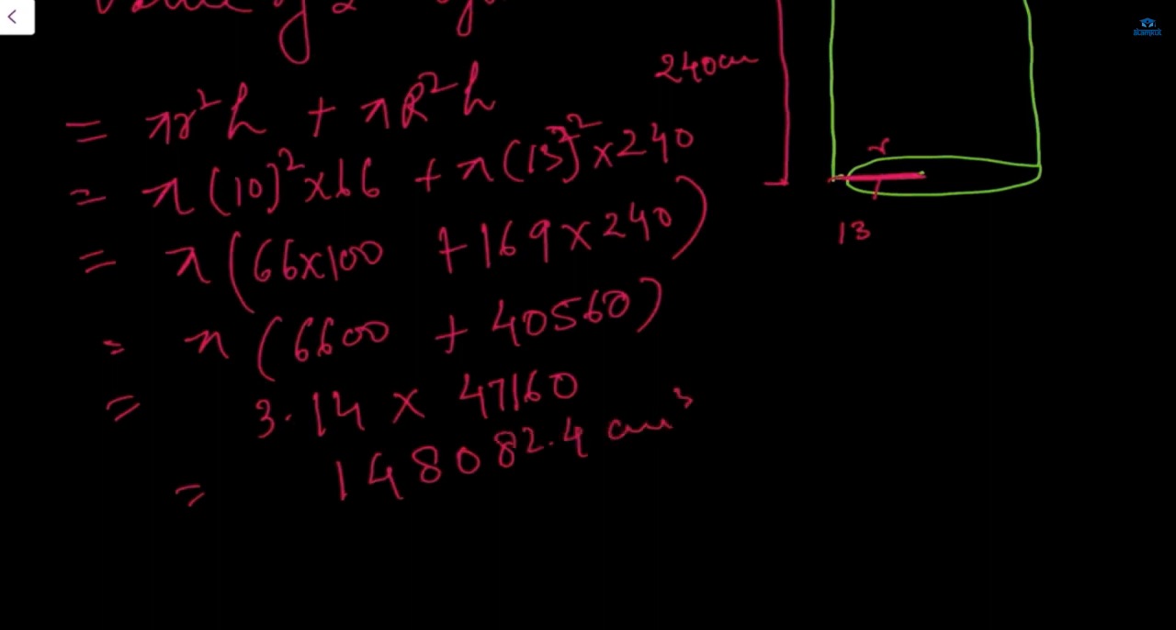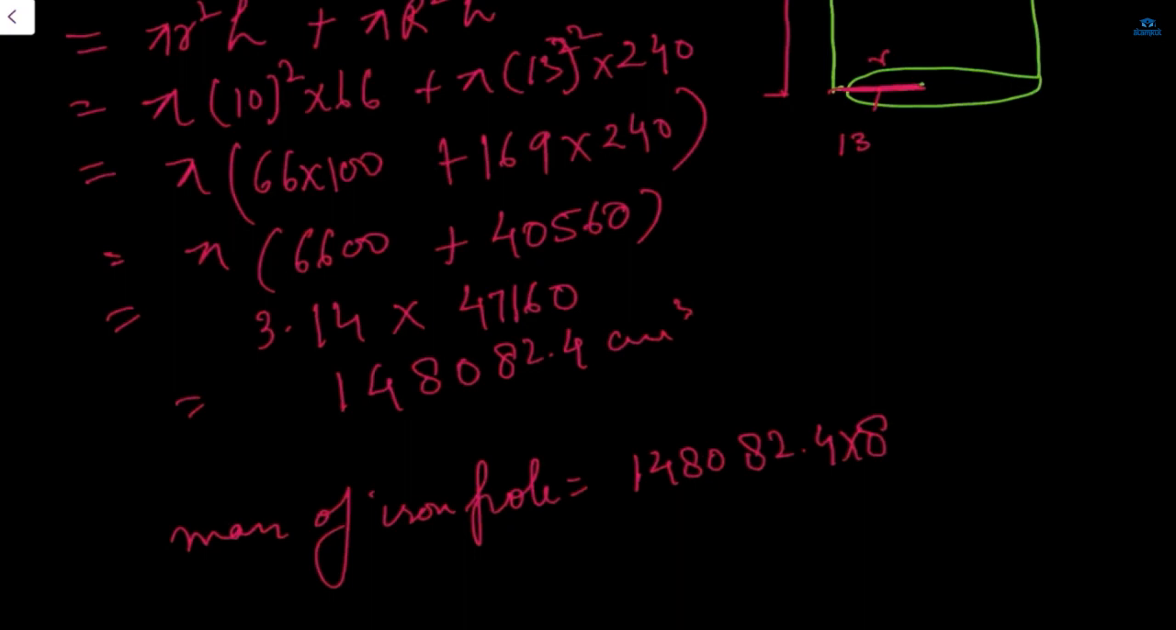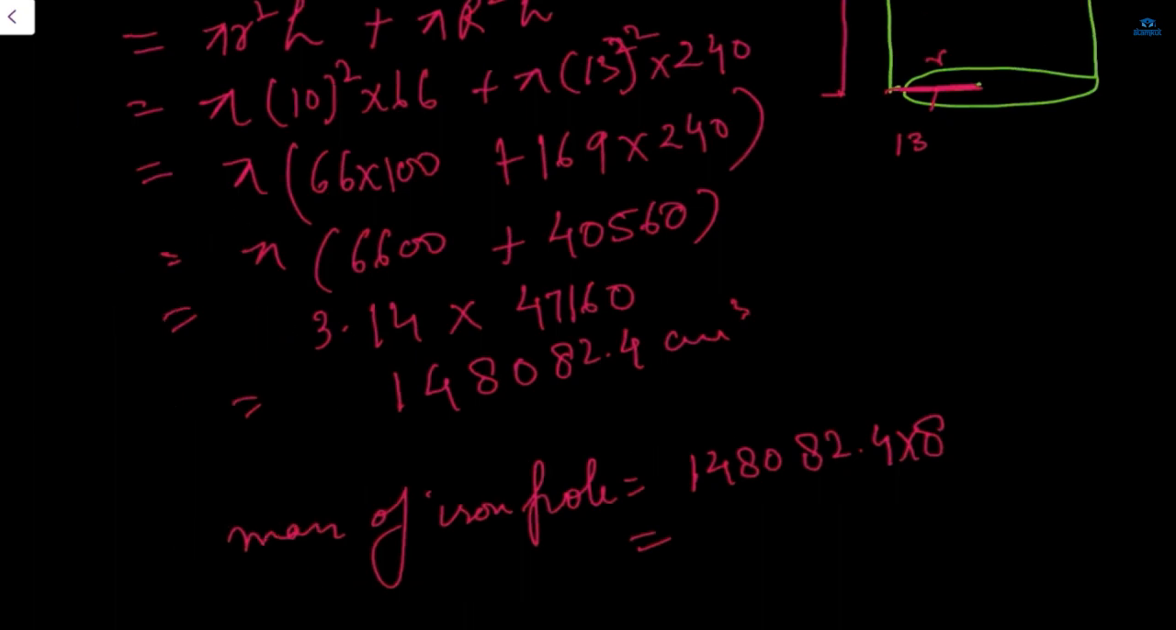Now you need to find the mass of the iron pole. So the mass of the iron pole will be this value, 148,082.4 multiplied by 8, because 1 centimeter cube is equal to this. Multiply this and get the answer. Then you can change it into kg because it is in gram. If you want, you can leave it in gram, or you can change it into kg. Got it?